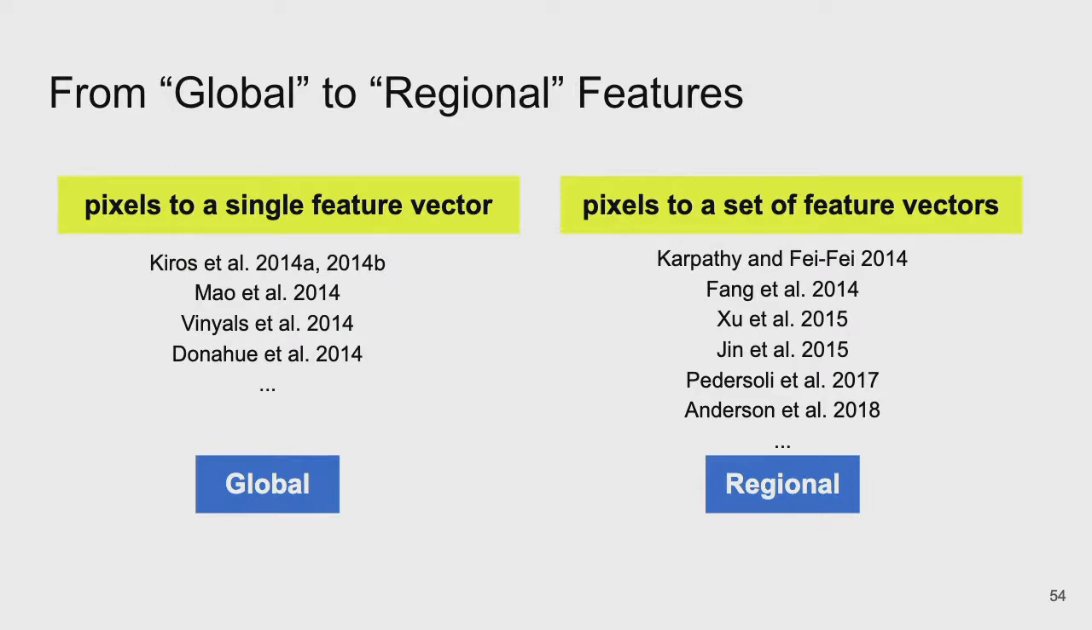The trend is to move from that single vector to a set of feature vectors that describe different regions in images. So what I'm going to describe is basically the work from Peter Anderson, who is going to join us soon.